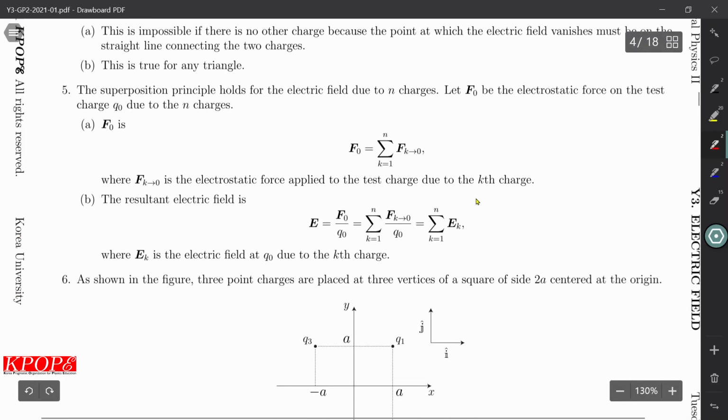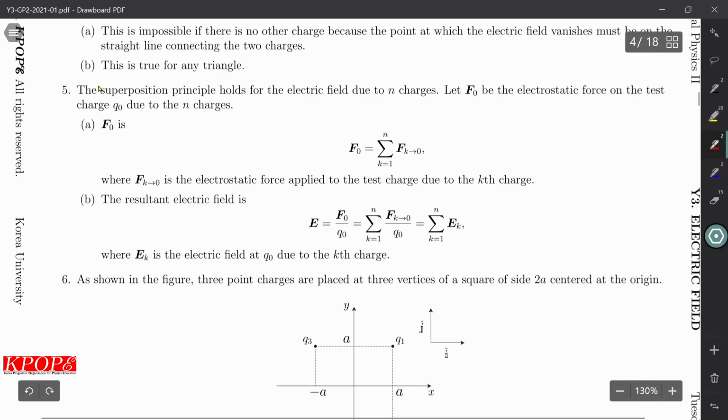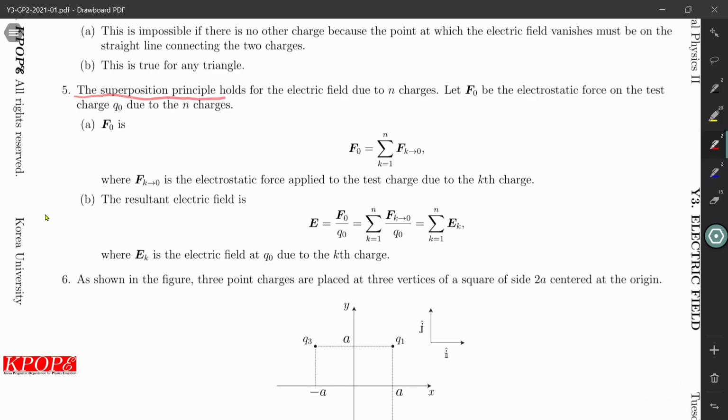Okay, let us consider problem 5. Electric fields can be added. That is the superposition principle. Just like we can add up all forces applied to a single particle to compute the net force on a particle, we say it is a superposition principle.